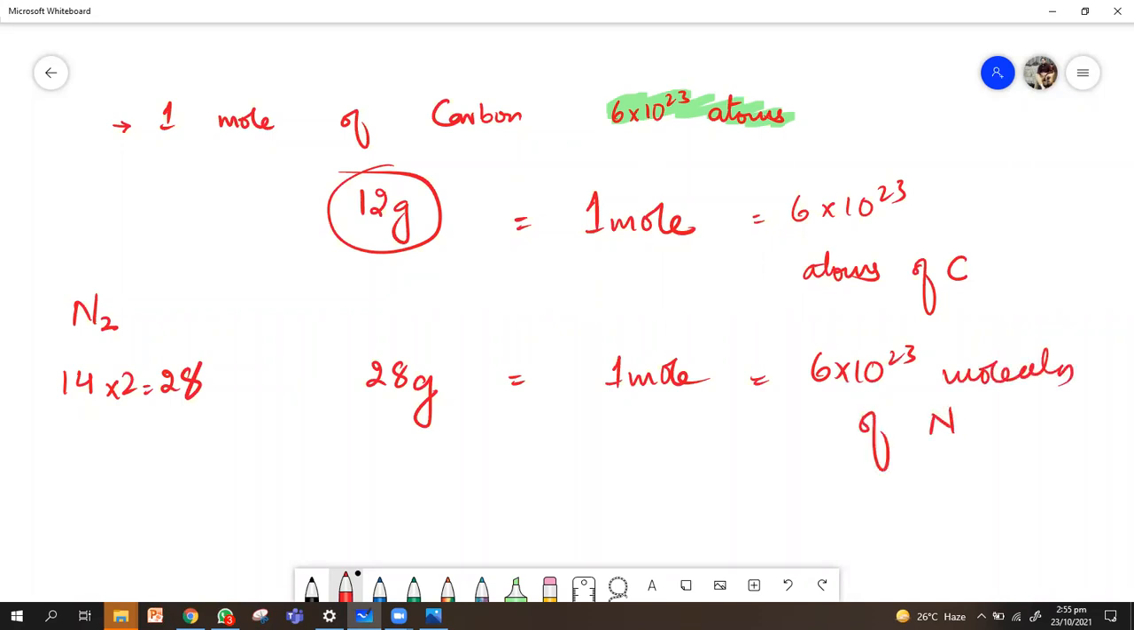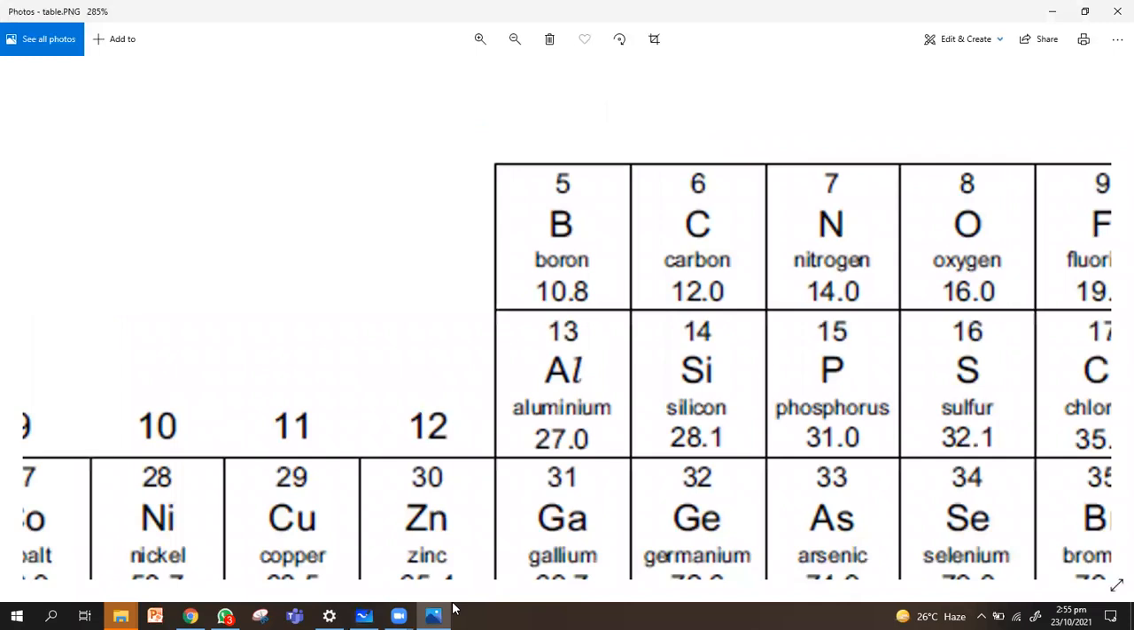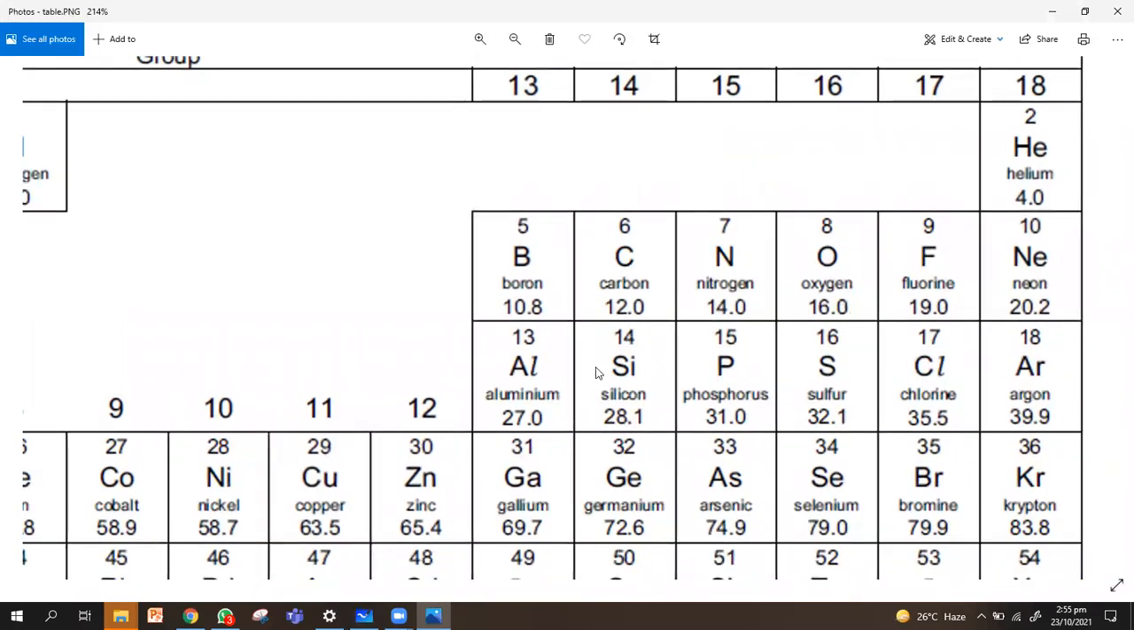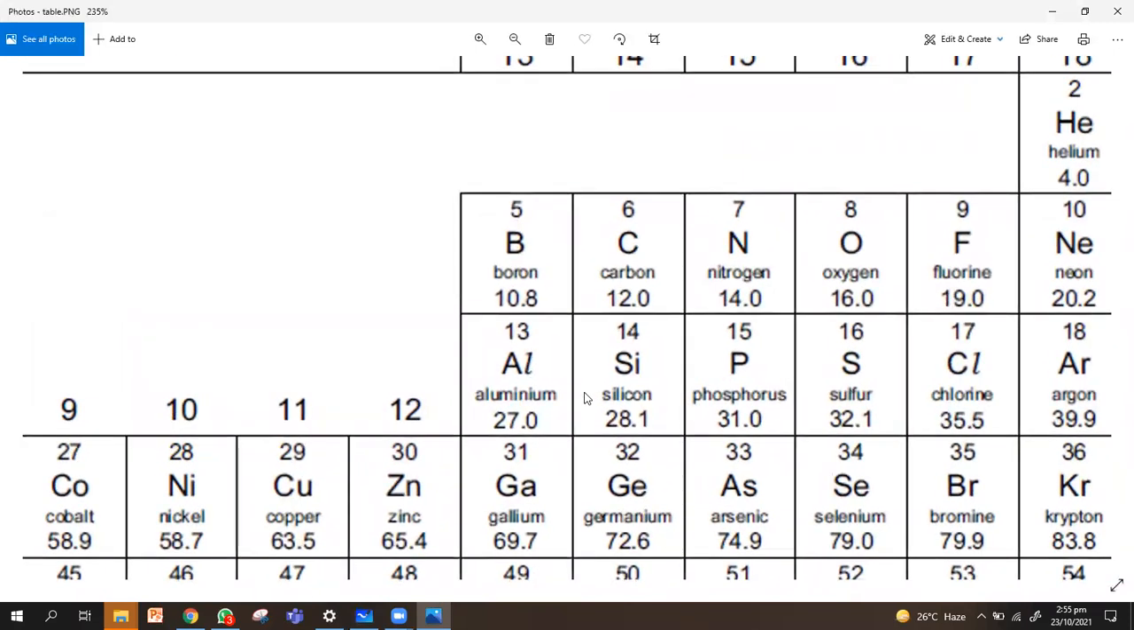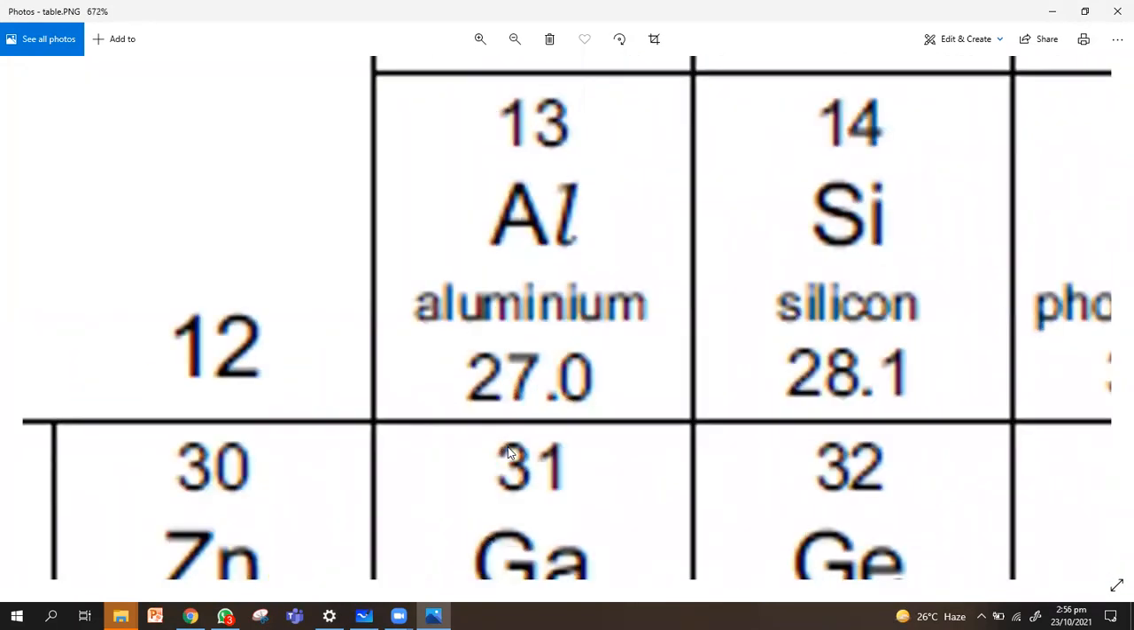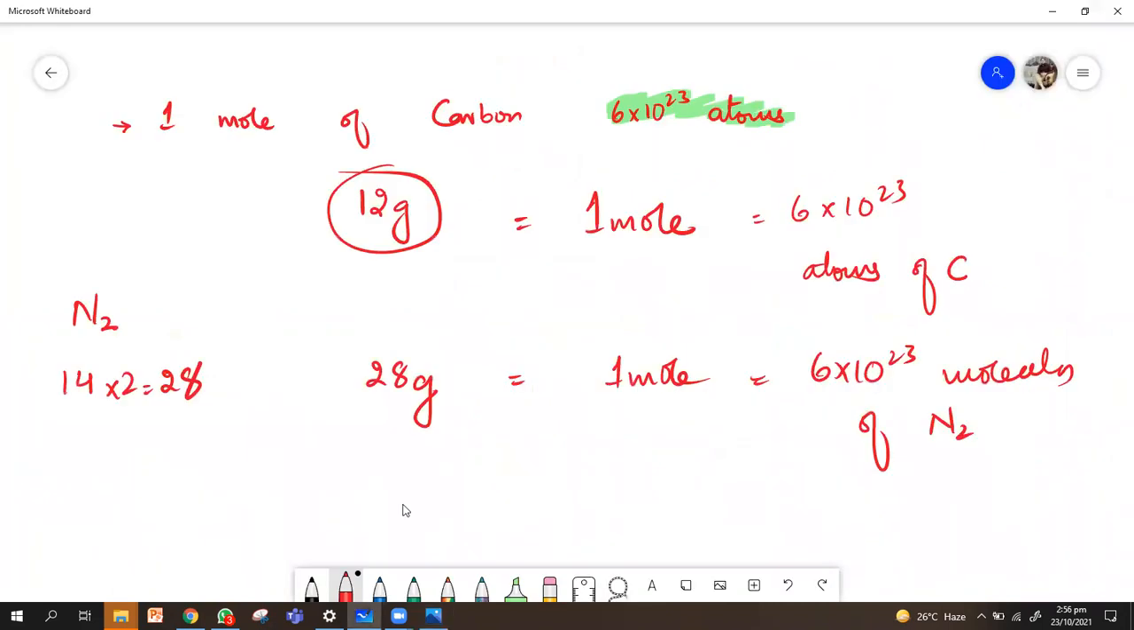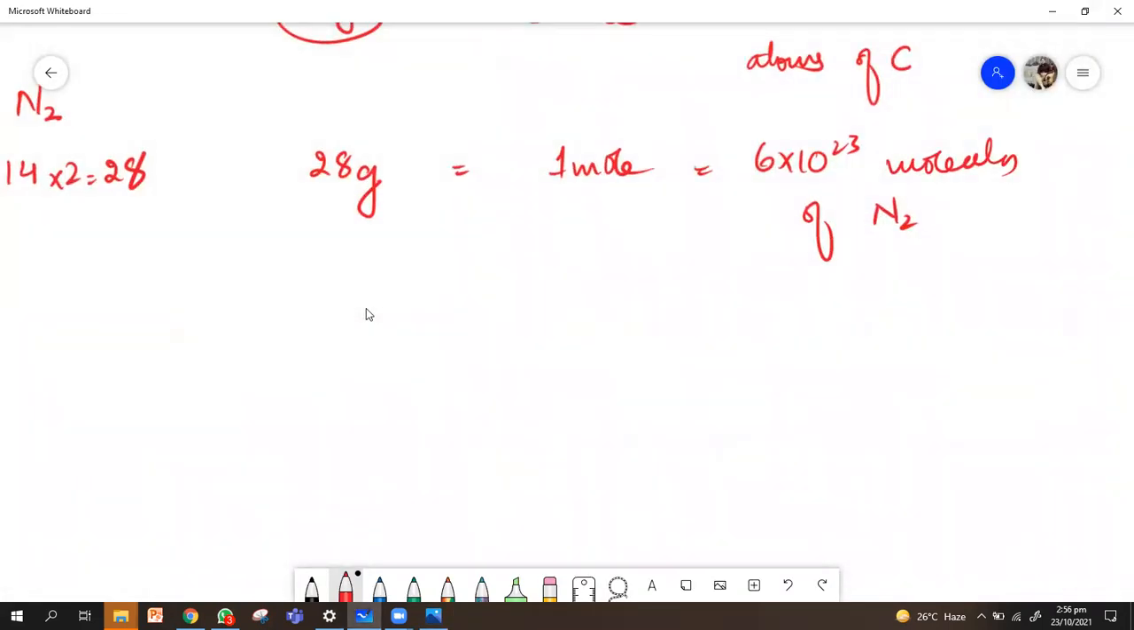So no problem calculating one mole. That's not a problem. Why? Because he simply gave you one simple concept. I mean, look at aluminum. It's 27, right? So rather than counting 6 × 10²³ atoms of aluminum, you just take 27 grams of aluminum. It will be equal to one mole of aluminum, and that will be equal to 6 × 10²³ atoms of aluminum.